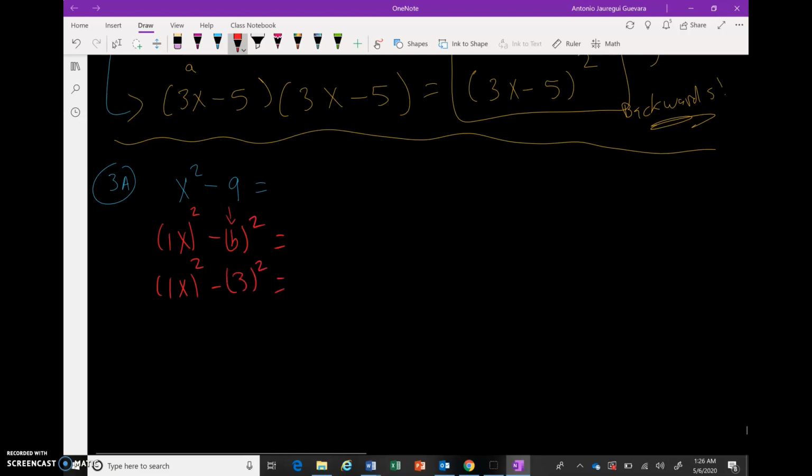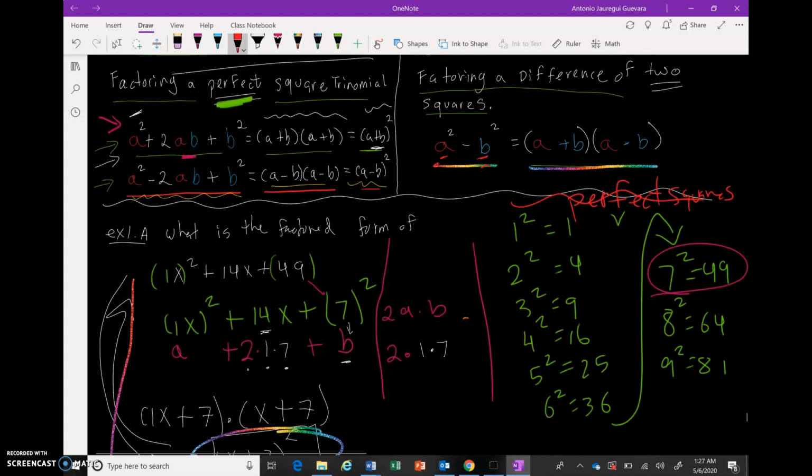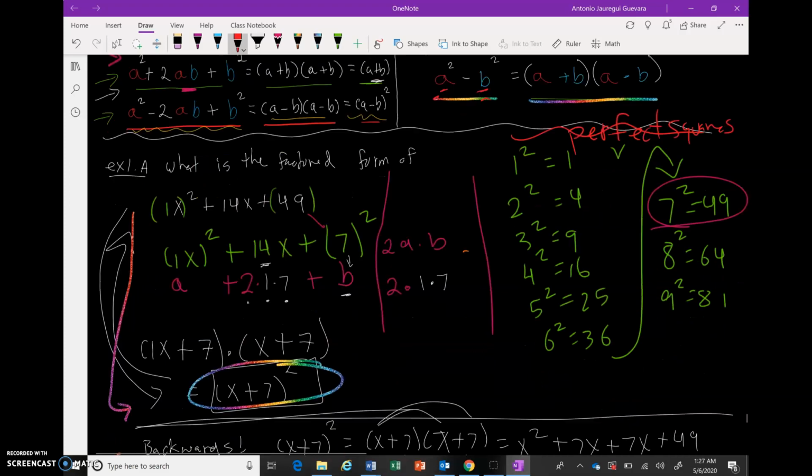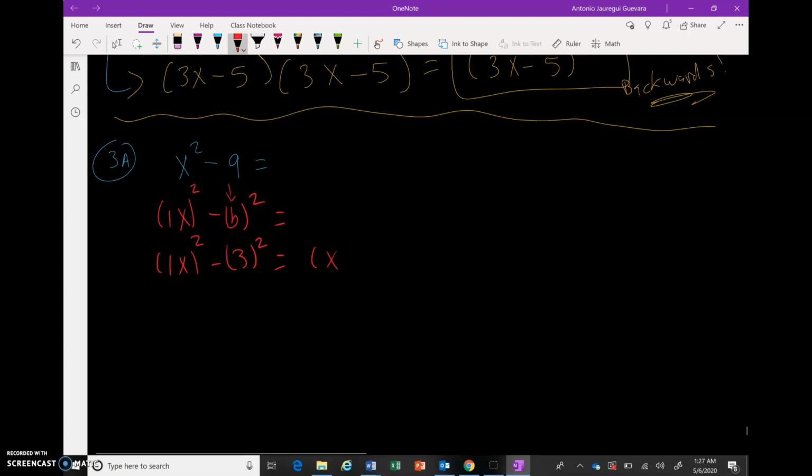So when you have something like this, you can rewrite it, and our format tells us that when we're subtracting here, you're going to have one plus and one minus. So that's as simple as that, guys. You're going to have x, your a and your b: x minus 3, and then x plus 3.